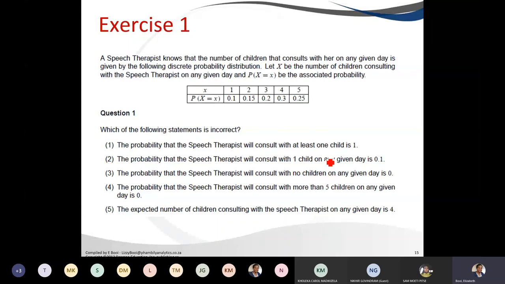Which of the following statements are incorrect? Remember, at least means greater than or equal. And if they have at most, it will mean less than or equal. Otherwise, the rest will mean as they are.